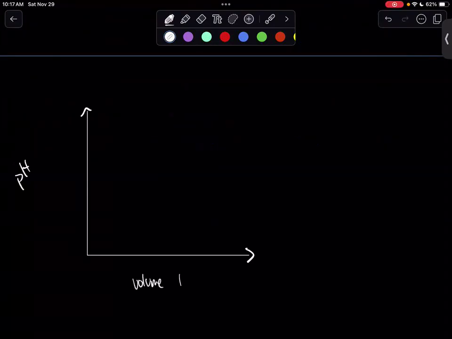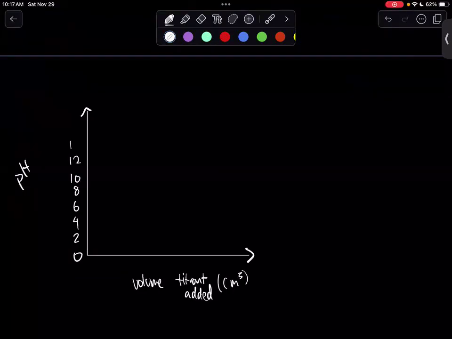Volume of titrant added will usually be in milliliters or centimeters cubed. So with our pH curve, we'll generally measure against our pH 8, 10, 12, 14. And we have a couple different pH curves that we often see. However, in the SL curriculum, you only need to know two, and we're going to go over both of these.